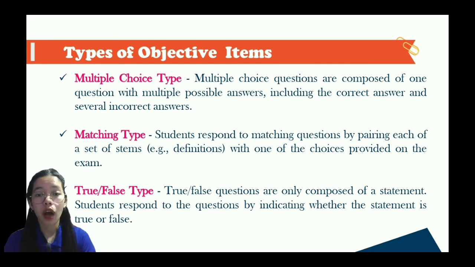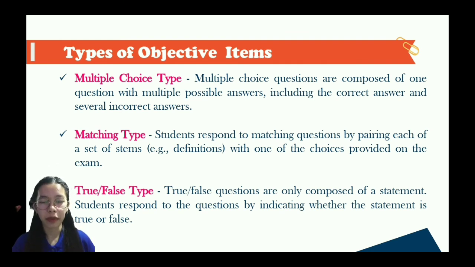Multiple choice type. Multiple choice questions are composed of one question with multiple possible answers, including the correct answer and several incorrect answers. In this test, typically, students select the correct answers by circling the associated number or letter, or filling the associated circle on the machine-readable response sheet.